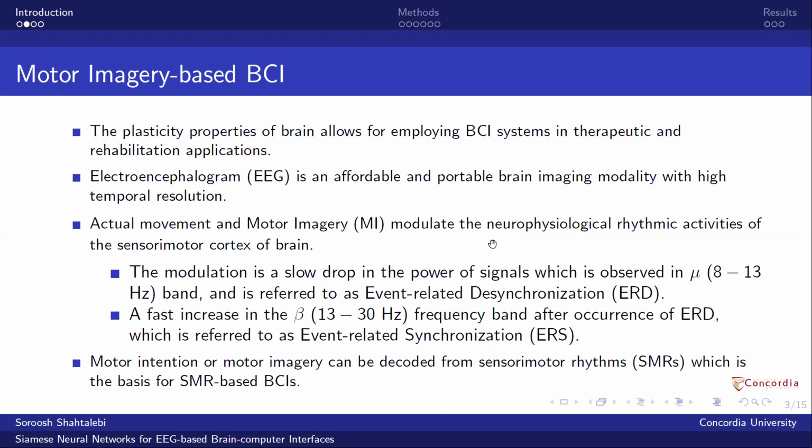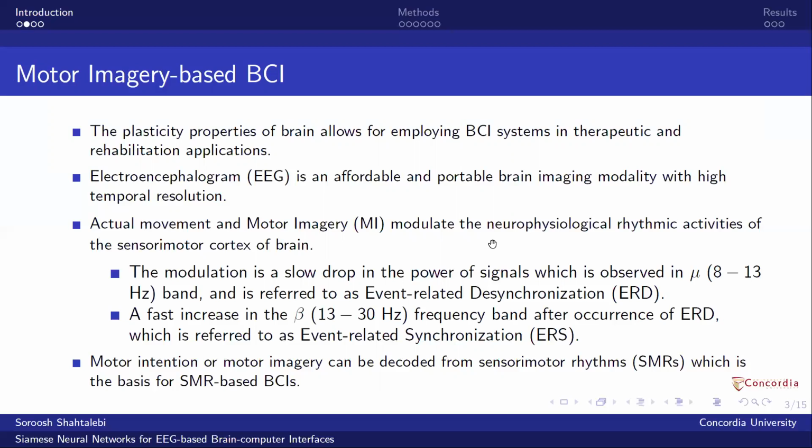BCI systems are developed based on the plasticity properties of the brain. To develop a BCI system, we need to monitor the brain activities. In this work, we're using electroencephalogram, or EEG. More specifically, we are trying to develop a motor imagery-based BCI system. Motor imagery is the case where we are thinking of having a movement in our limb, but we are not actually doing that. Based on the neurophysiology, we know that we can see the patterns and the signatures of the motor imagery in the EEG signals.